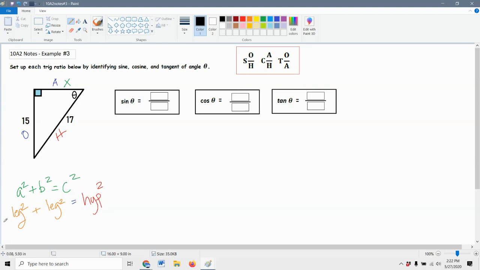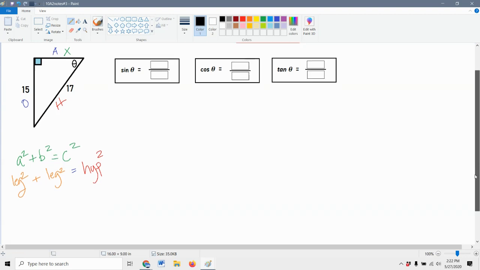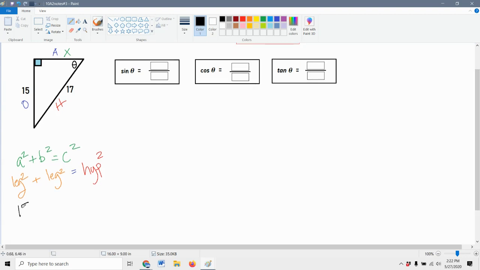So we've labeled the sides to do a trig problem, but you can think of these two as the right angle sides, the two sides that come to a nice 90-degree angle. Those are our legs. So when we fill in this formula, we'll write 15 squared, that's one of our legs, plus our other leg, x squared, equals our hypotenuse, 17 squared.